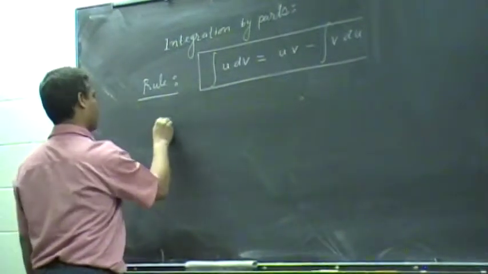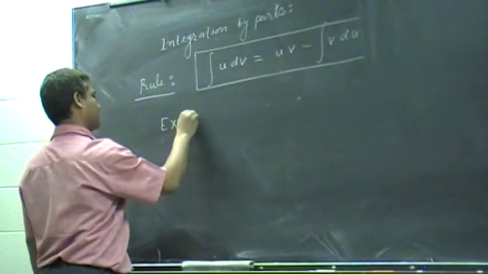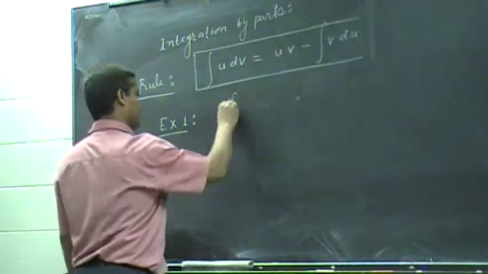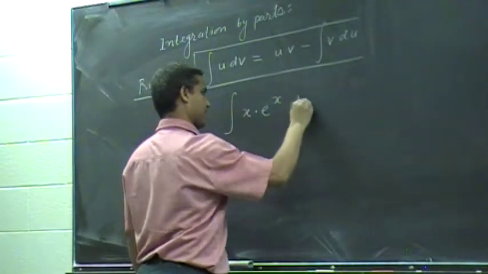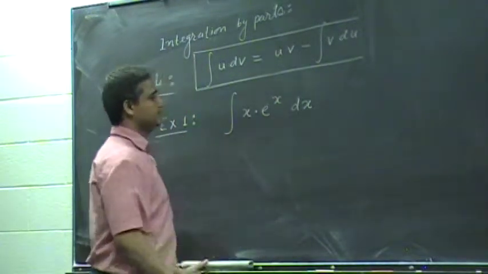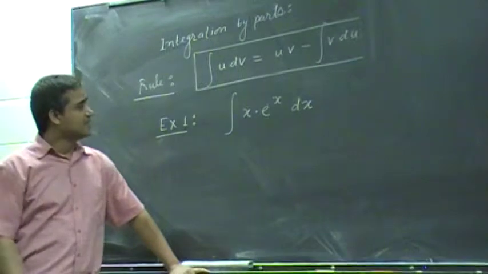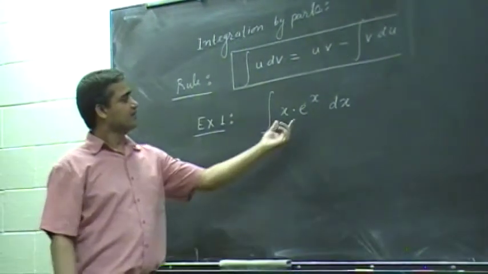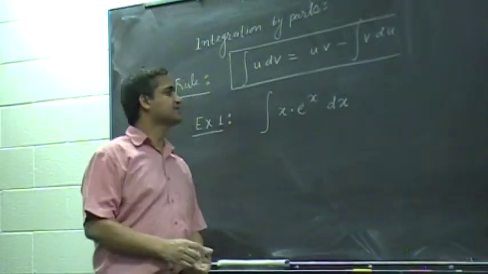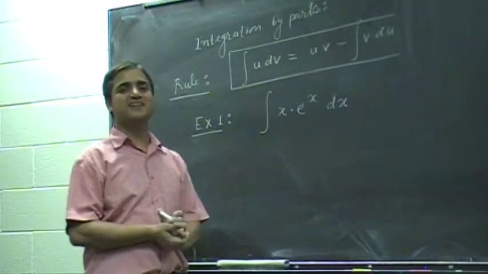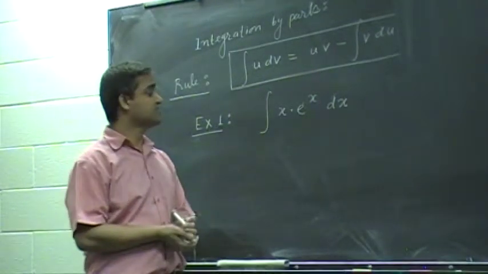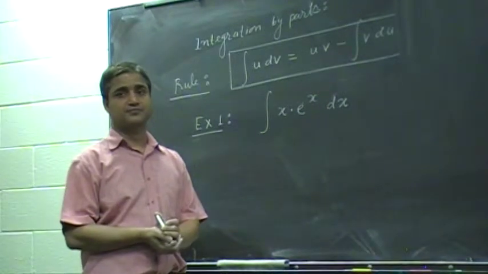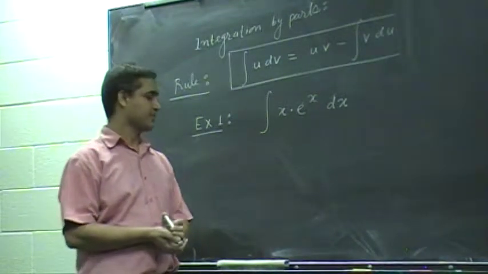Let me start with example 1. Integrate x times e to the x dx. Note that this is a product of x and e to the x, so we cannot integrate directly, and we cannot integrate by substitution. So we need integration by parts.